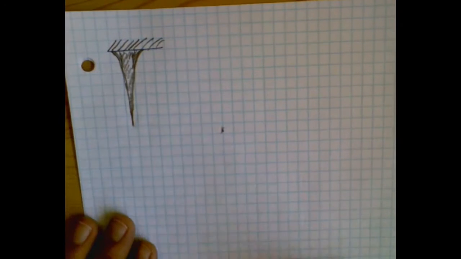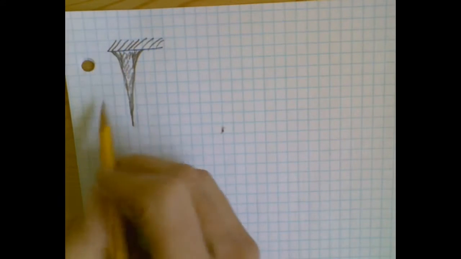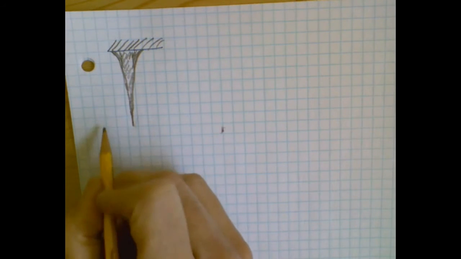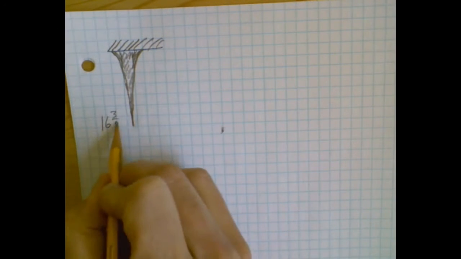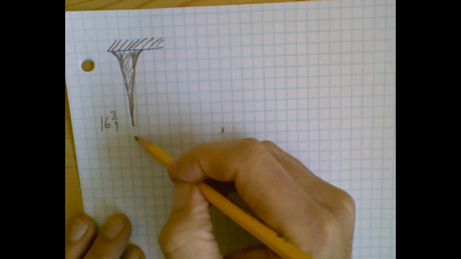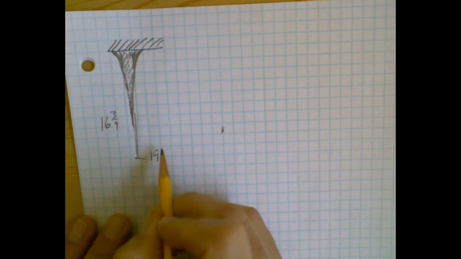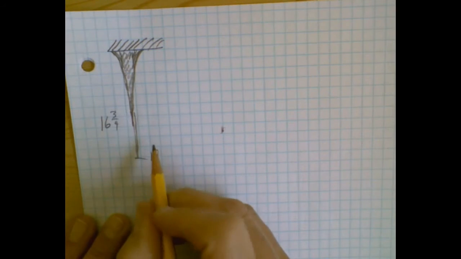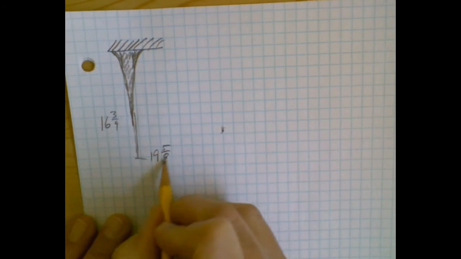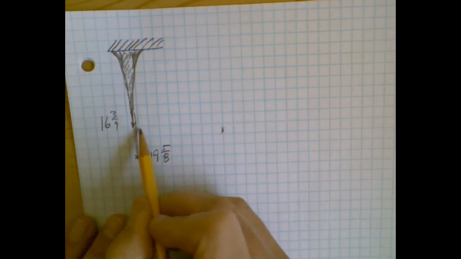So I've got myself an icicle here. And when she first saw it, she measured how long it was from her gutter at 16 3/4 inches. The icicle grew a little bit longer, so it increased some more. And when she measured it again, it was 19 5/8 inches long. So it started out here, it ended here. The question is, how much did it grow?